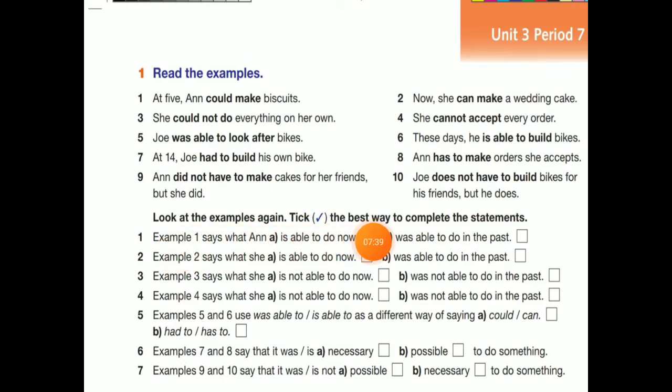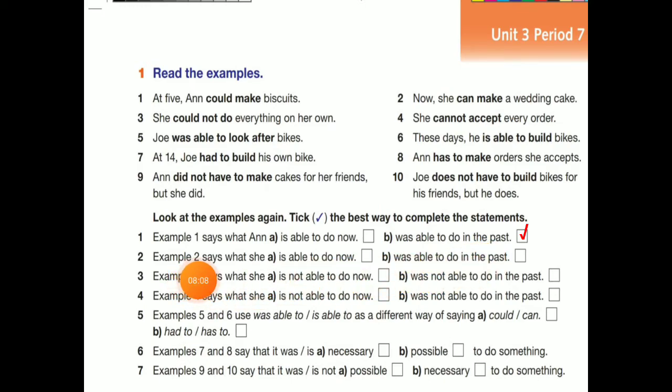Okay, now look at the example again. Take the best way to complete the statement. يعني اختاري A or B. Example 1 says what Anne is able to do now or was able to do in the past. Look here at example 1, could make. So we are talking about the past. Let's see your answer. You are excellent. Yes, she was able to do in the past.